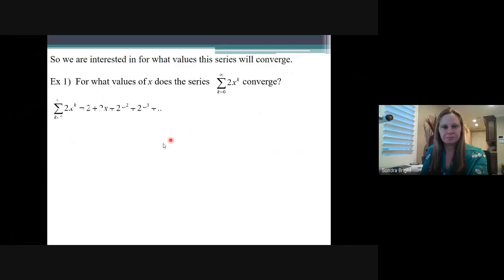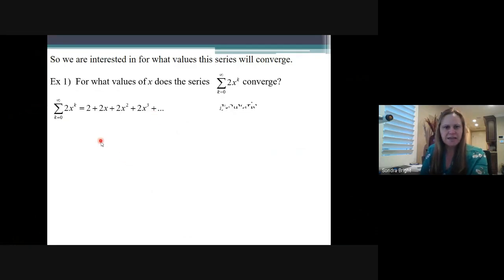So I wrote out a few terms, right? Starting with plugging a 0 into k, you would have 2 times x to the 0, so that's just 2. And then plugging in a 1 into k would give you 2x. Remember the sigma says put a plus sign in between. Plus 2x squared plus 2x cubed.